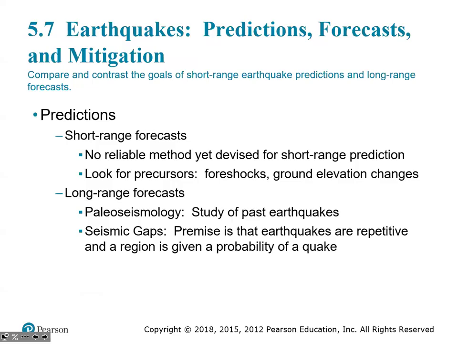So how do we deal with earthquakes? Well, one of the things we try and do is try and make some amount of predictions about earthquakes. There's two main types of ways we can try and forecast earthquakes. What would be most useful is short-term forecasts. Unfortunately, there is as of yet, no reliable method for short-range prediction. The general methods for trying to predict earthquakes look at precursor things like foreshocks or ground elevation changes.